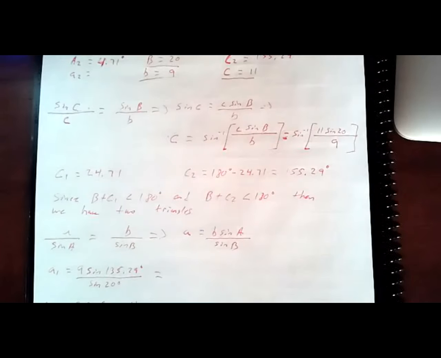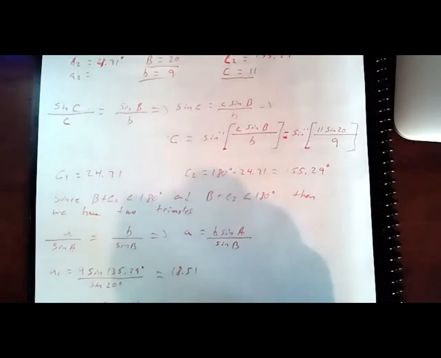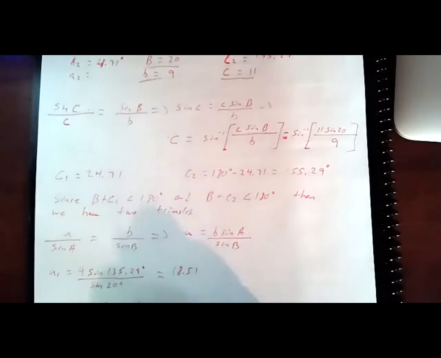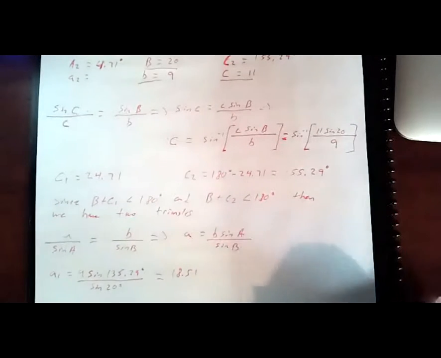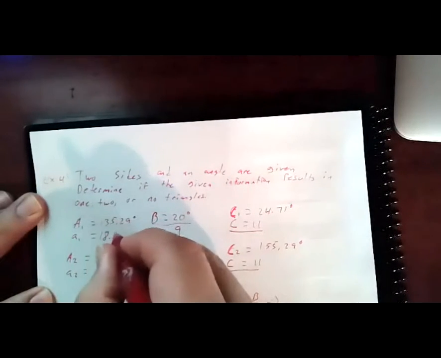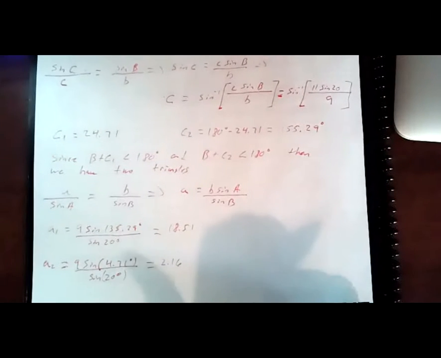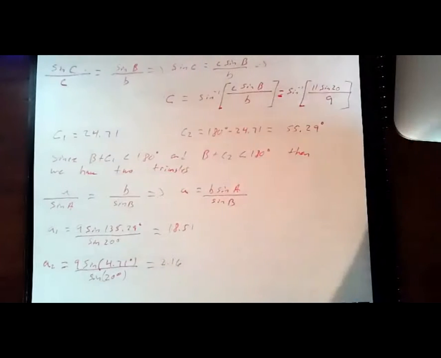So for A1, I got 18.51. Let's see. Yeah, that's right. 18.51. And A2, 2.16. Yeah, that's good. So we found the two triangles and we're done. I hate when there's two triangles because it's more work, but it happens. The one with least work is when there are no triangles. You just need to be able to spot it.